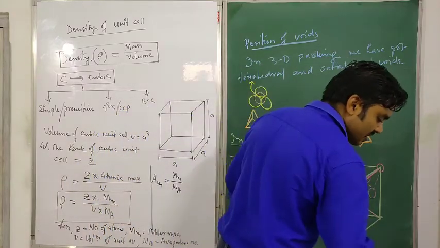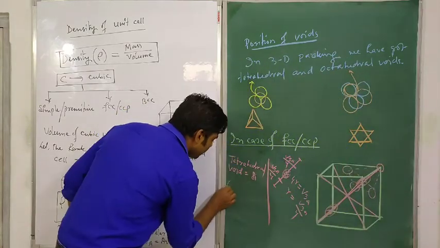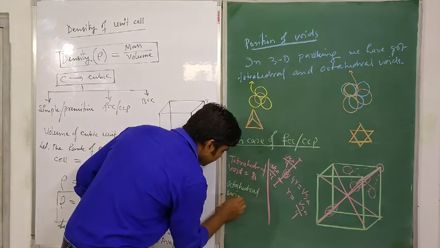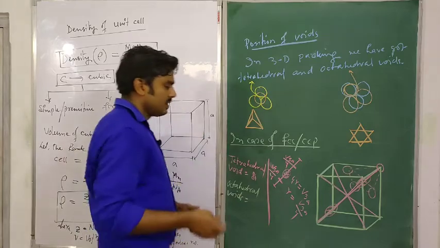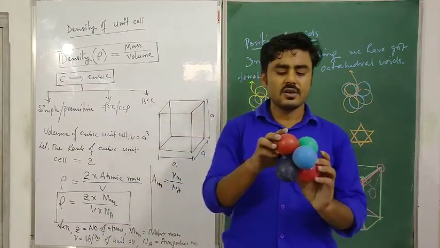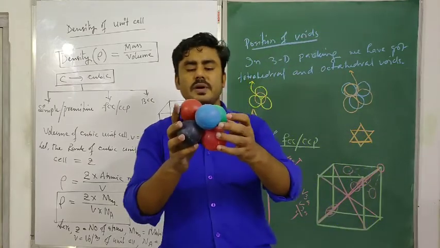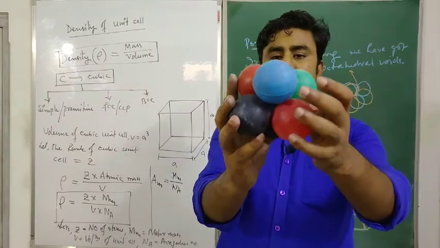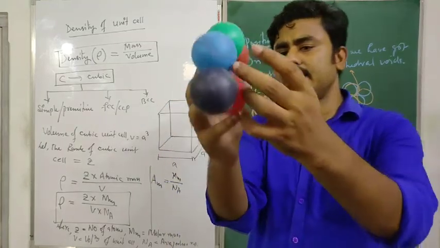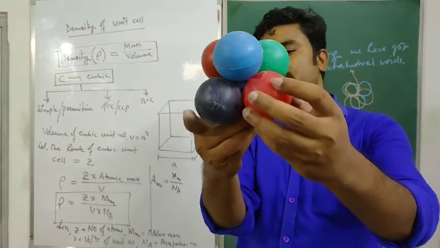Let me change this chalk here, and octahedral voids is equal to, okay, now see octahedral voids. Already I told that an octahedral void is formed by 6 atoms. So here you see I have taken the 6 atoms, and whatever void is generated here, that void is your octahedral void. Yes or not?